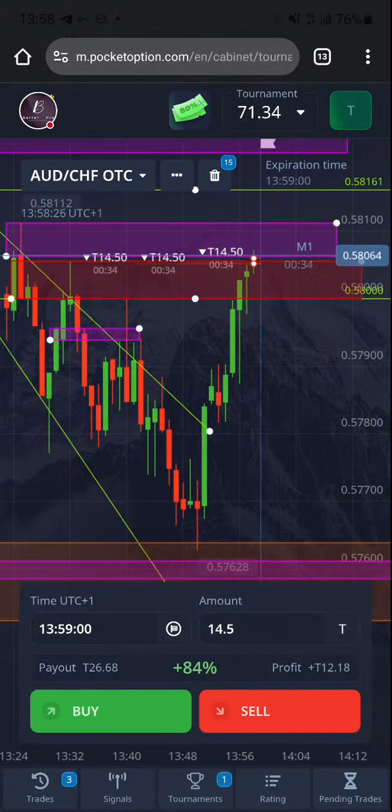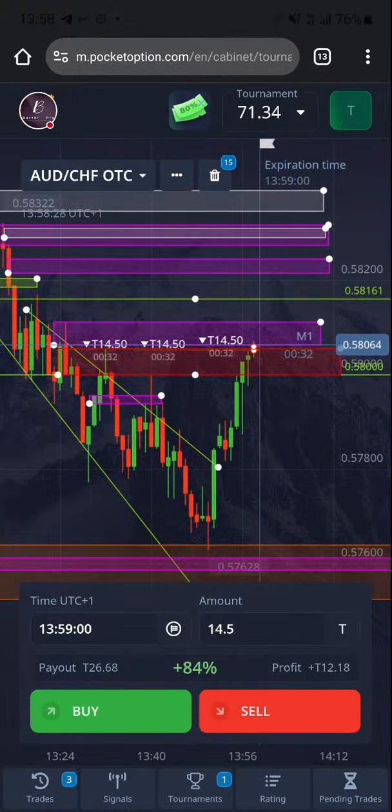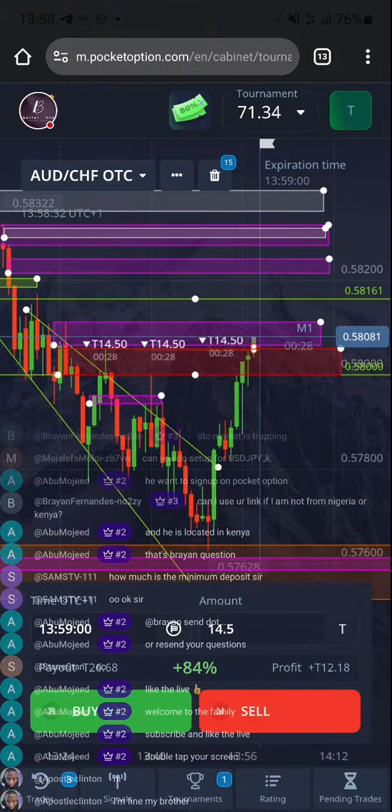So let's wait for this trade now. I'm expecting the sellers to come. All this area is sellers area. We have sellers here.